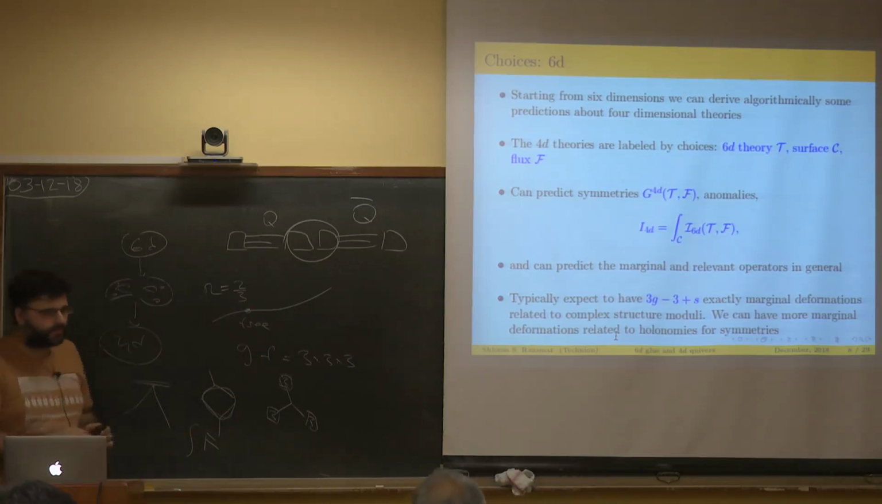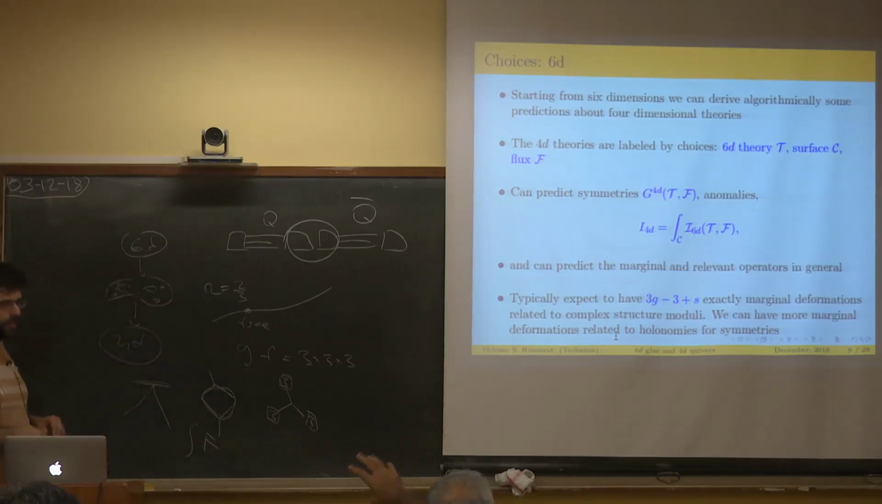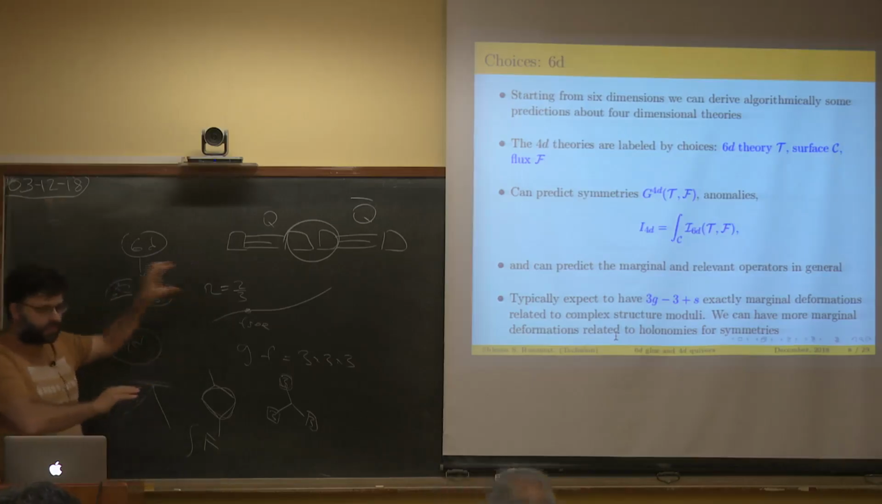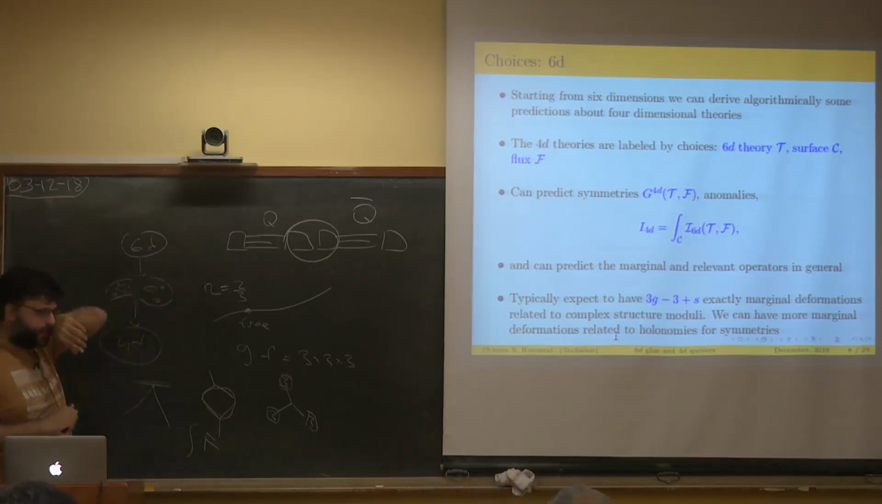Again, sorry for this remedial question. The two-dimensional surface, the torus, is in general non-trivially fibered over the 4D space to give the 6D? No. Generally, we will take a trivial one. It will be a direct product of the 4D theory times the torus.